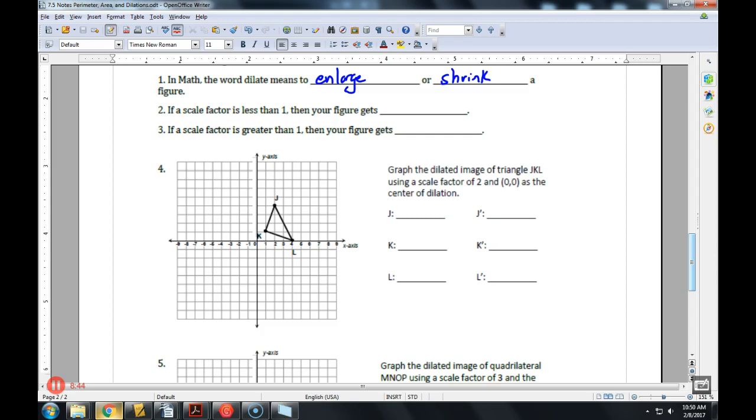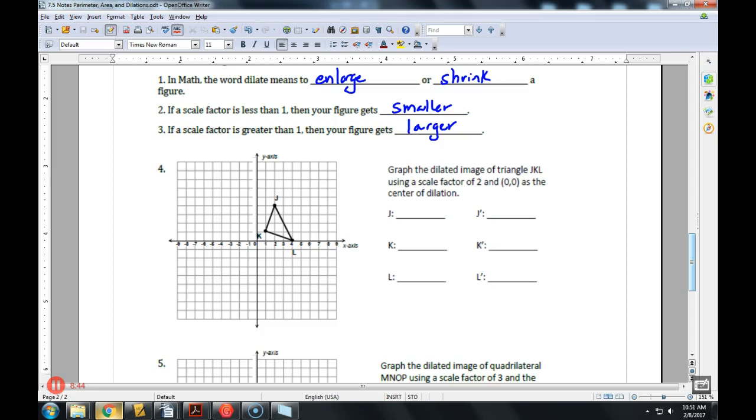If a scale factor is less than 1, your figure gets smaller. Like anything, if you multiply a number by another number that's less than 1, it makes it smaller. If you multiply it by 1, it doesn't change. If you multiply by a number greater than 1, your figure gets larger. So graph the dilated image of triangle JKL using a scale factor of 2 and 0, 0 as the center of dilation. We're pretty much always going to use 0, 0 as the center of dilation for these problems.